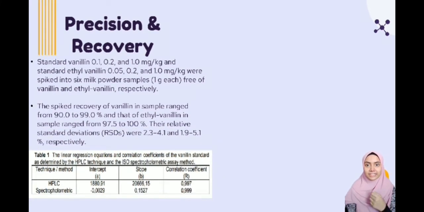The recovery of vanillin in the samples ranged from 90 to 99%, and that of ethyl vanillin ranged from 97.5% to 100%. Their RSDs were 2.3 to 4.1% and 1.9 to 5.1% respectively.